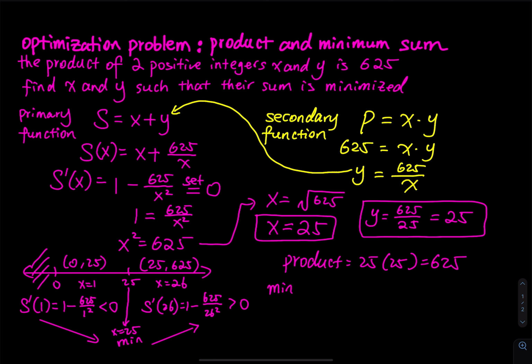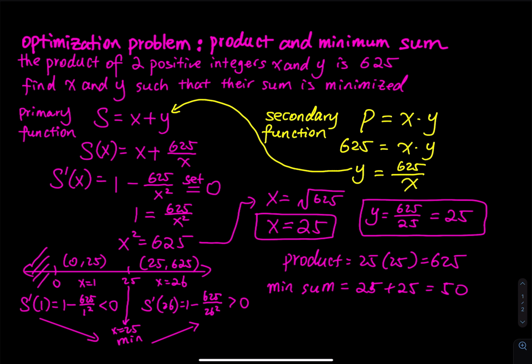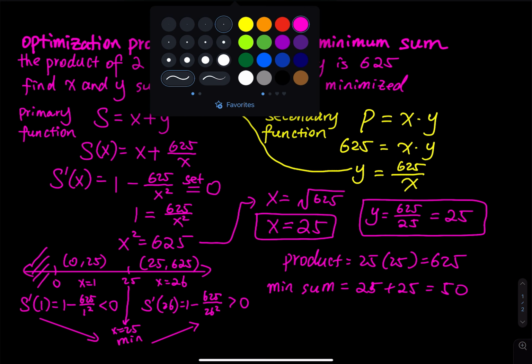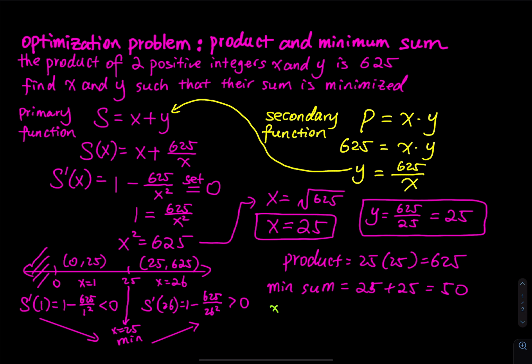And the minimum sum, what is that equal to? You add them, right? So 25 plus 25, that is equal to 50. That is the minimum sum. And then you might be thinking, for the absolute minimum and maximum, how about the endpoints? What do I mean by the endpoints? Let's say x equals 0. Can x be equal to 0?